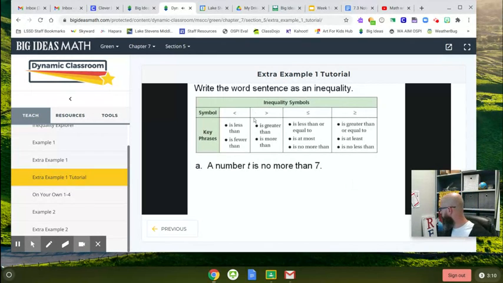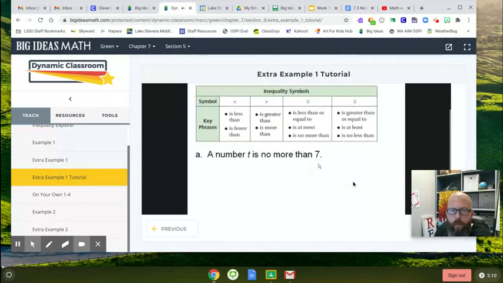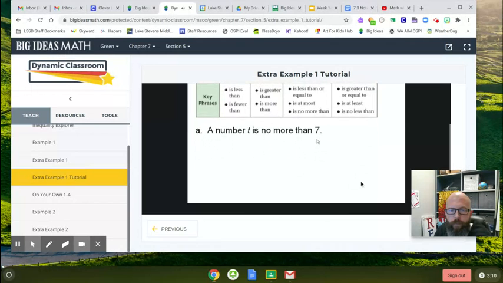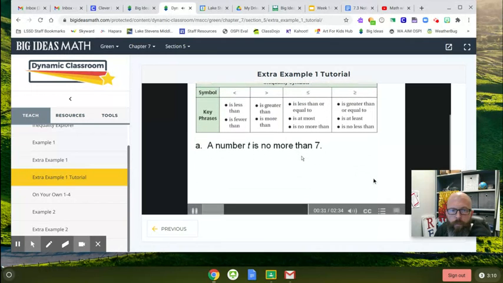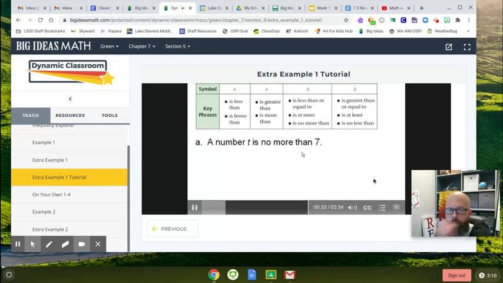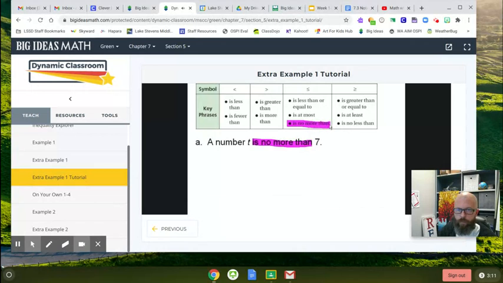A number T is no more than 7. First, let's look for a phrase that is in our table to determine where to place the inequality symbol. The phrase is no more than, which is in our table under less than or equal to. So, the inequality symbol in this word sentence is less than or equal to. Now let's identify the expressions that this inequality is comparing. The first expression is a number T, and the second expression is 7.